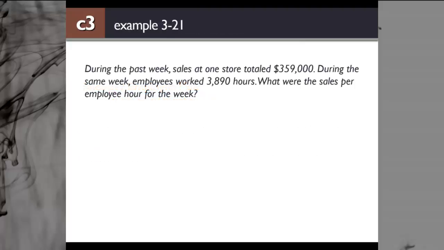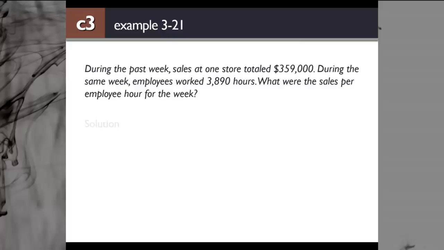So let's look at example 3.21. It says, during the past week, sales at one store totaled $359,000, and during the same week, employees worked 3,890 hours. So it's a big company, right? You don't really have to know how many employees at this point, but the total hours worked by all the employees was 3,890 hours. So what were the sales per employee hour for the week?